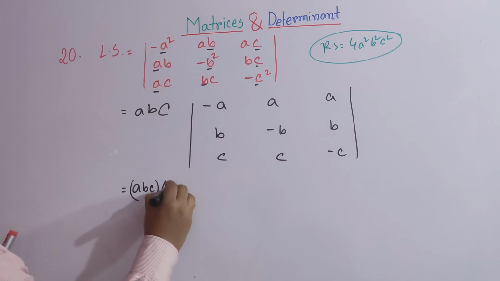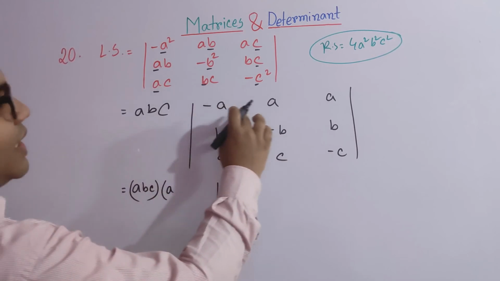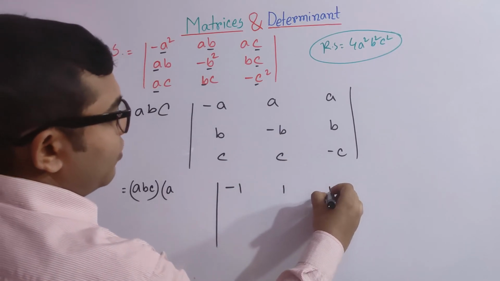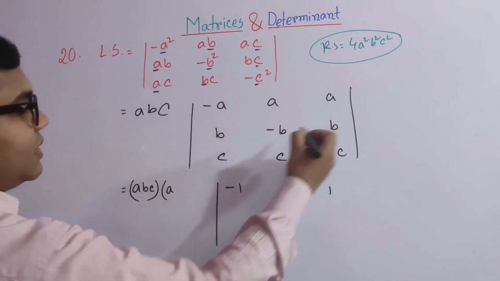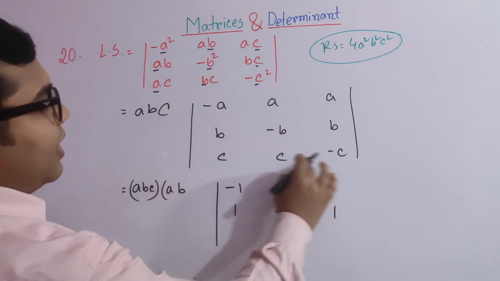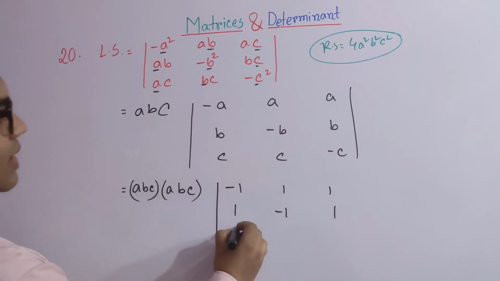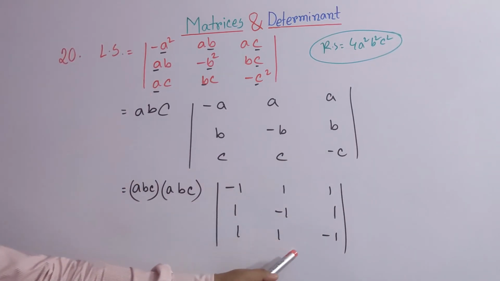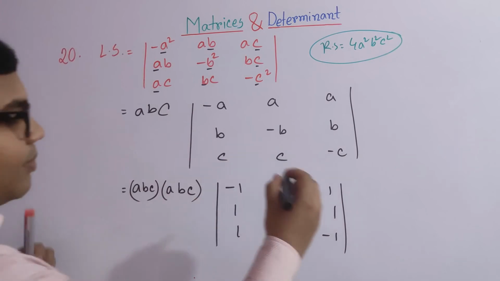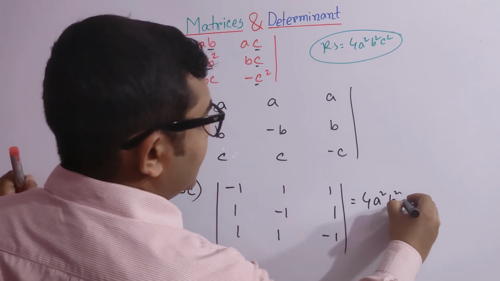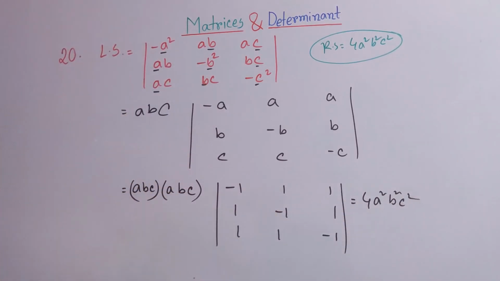Now again we are trying to take common from this part as A, then it will be minus 1, 1 and 1, and from this we can take common B, it should be 1, minus 1, 1, and from this we can take common C, 1, 1, minus 1. So if we calculate this determinant, that will be nothing but 4. So 4 into A square, B square, C square. You can calculate this part also.